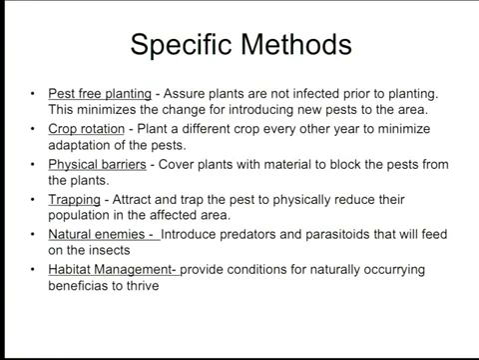Natural enemies: introduce predators and parasitoids that will feed on the insects. You actually can buy these beneficial insects and release them in your garden. But if you don't create the conditions for them to stay, they will go. So you have to create a habitat management approach which provides the conditions for naturally occurring beneficials to thrive. That is, that they stay.